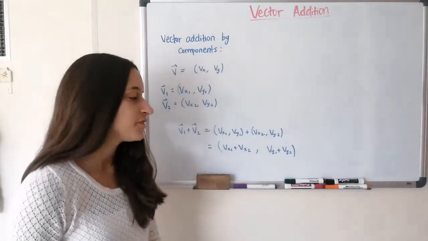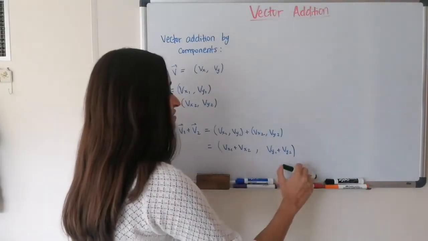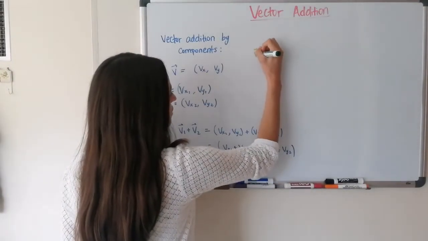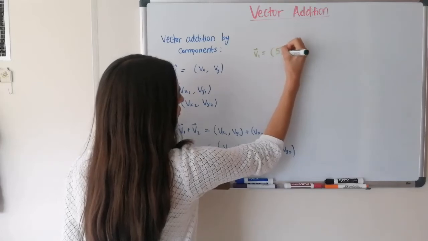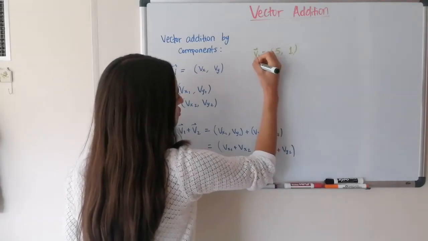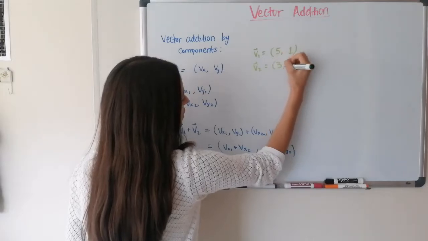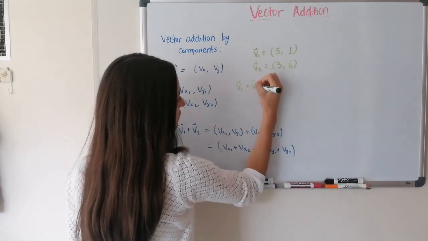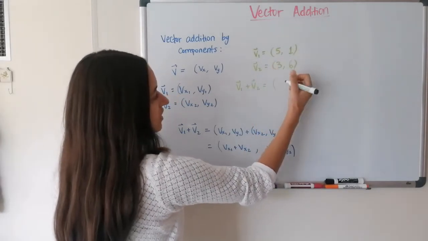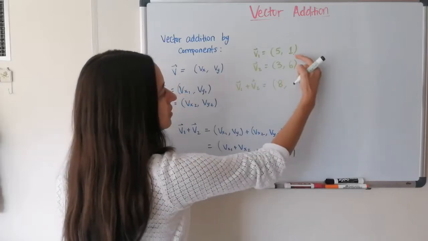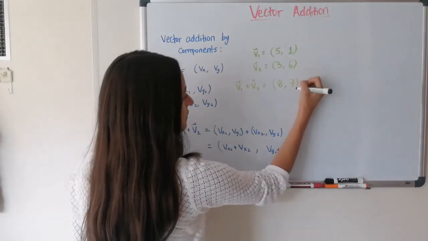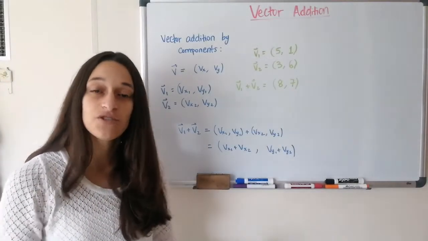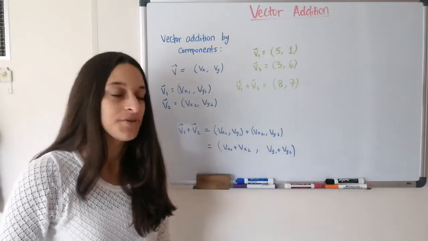If that looks a little bit confusing, I'm going to do a quick example and you'll see that this is really very easy. So if we were going to add vector 1, which is, let's say, 5, comma, 1, and we have vector 2, 3, comma, 6. The sum of vector 1 plus vector 2 would be adding 5 and 3, which gives 8, comma, 1 and 6, which gives 7. So the sum of these two vectors is the new vector 8, comma, 7. So when you add two vectors, you will always get another vector.